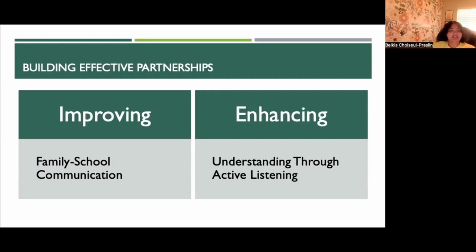So one of the strategies that I would tell you to always look at is regular communication. Keeping families informed about their child's progress and any concerns.